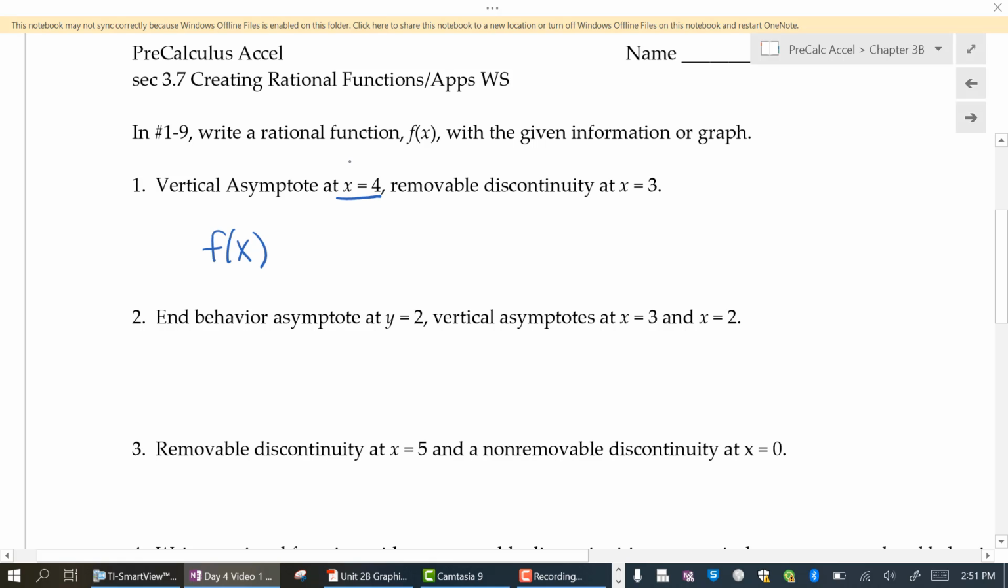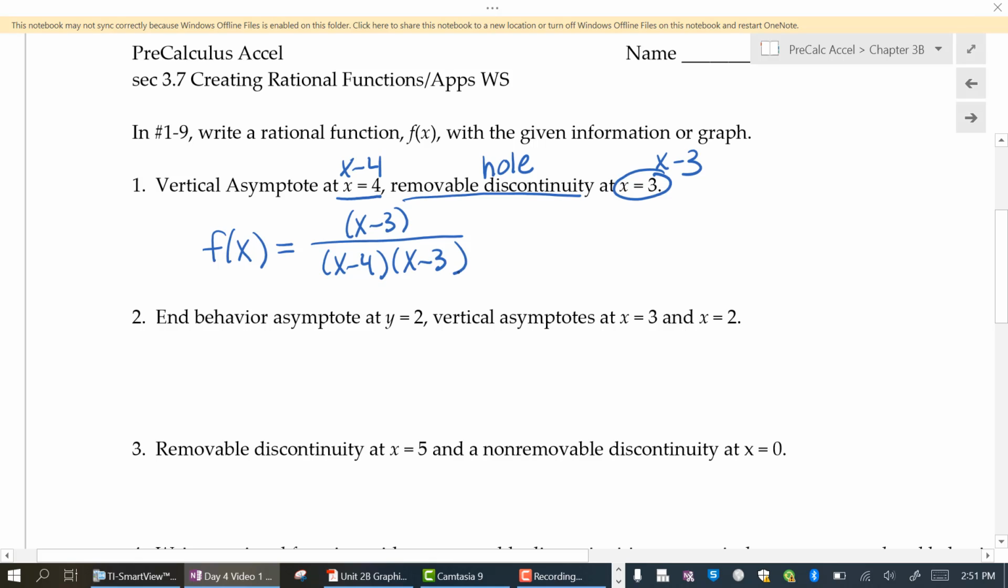4, meaning my factor is x minus 4. And if it's a vertical asymptote, it's in our denominator. They also talk about a removable discontinuity. This means if it's removable, it's a hole at x equals 3. So since it's removable, that means I have this factor on the top and on the bottom.